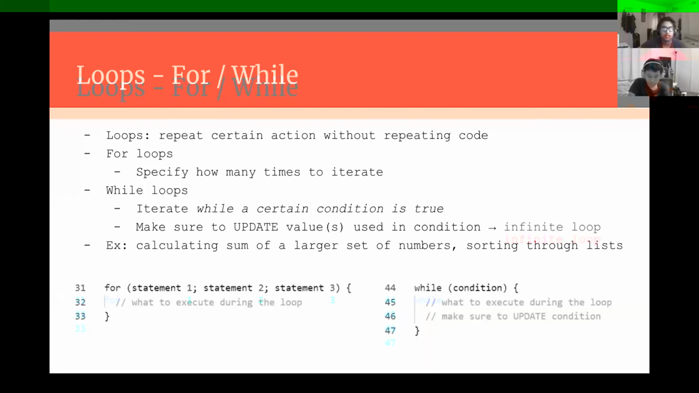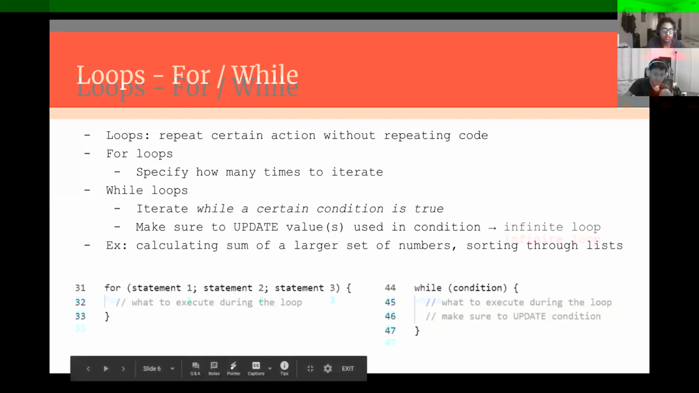The only thing to be careful with while loops is that if you set a certain condition, you need to make sure to update the variable that plays a part in the condition. If you don't update it and the condition always stays true, you'll have an infinite loop, which is not good. At the bottom, you can see the format you'd use for these. The while loop is kind of self-explanatory: you have a condition, you check if it's true, and execute it so long as it's true.